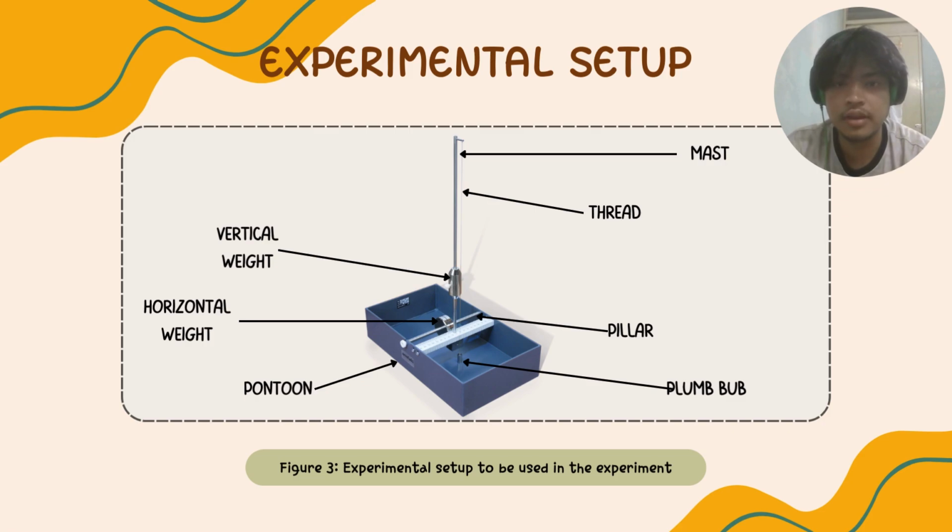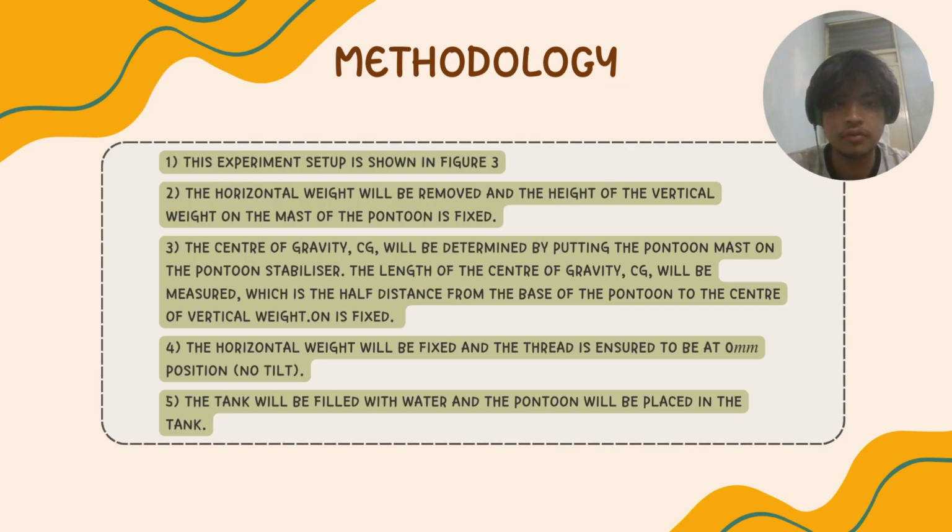So this is the experimental setup for this experiment. So for the methodology, first, the experiment is set up as shown in the figure. Second, the horizontal weight will be removed and the height of the vertical weight on the mass of the pontoon is fixed. Third, the center of gravity will be determined by putting the pontoon mass on the pontoon stabilizer.